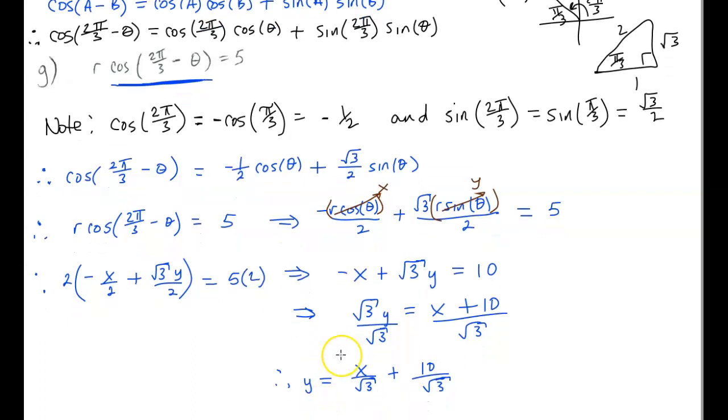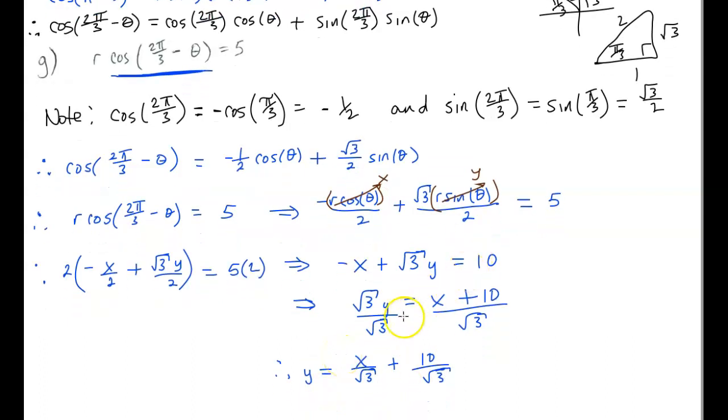And as you can see, that is just a line with a positive slope. Slope being 1 divided by square root of 3. And its y-intercept is going to be located at the point 0, 10 divided by square root of 3. So this would be your answer for that.